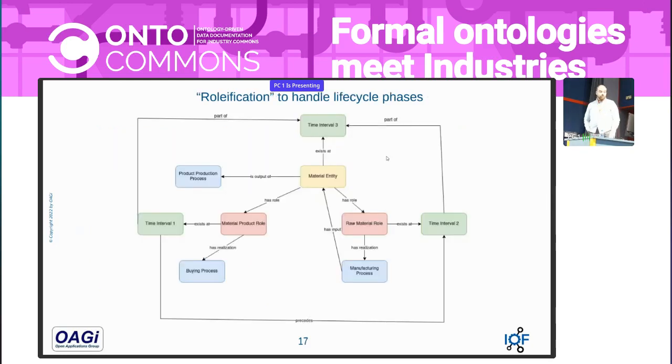For the specific use case in question that I mentioned, we can see here that this material entity was produced in some product production process. At some point in time, it acquired the material product role. This role was realized when it was actually bought by the other manufacturer. At a later point in time, it acquired the raw material role, which was then realized in a manufacturing process. So we can see here that we can understand the context, how it's utilized, and for how long it should be considered as such.